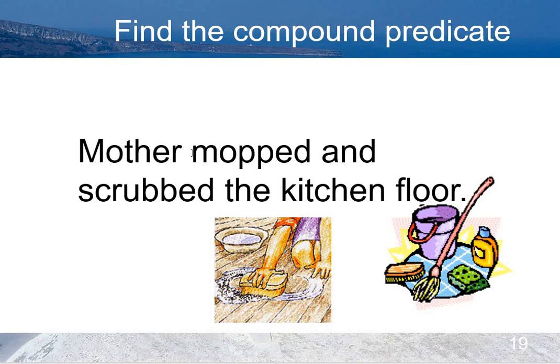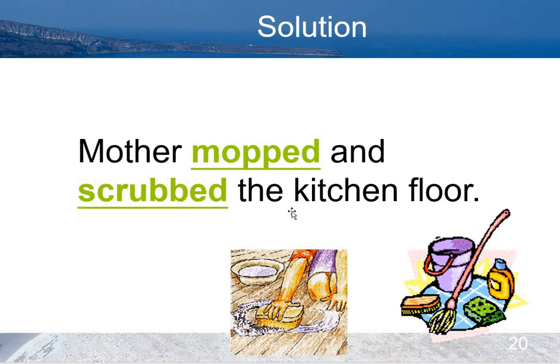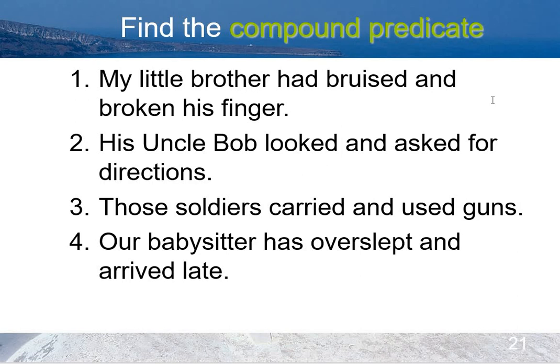Remember, this is the verb. Mopped is verb, scrubbed is verb. So mopped and scrubbed, they are compound predicate. You can look at this solution. Okay. Find the compound predicate. This is exercise. So quickly point out compound predicate.